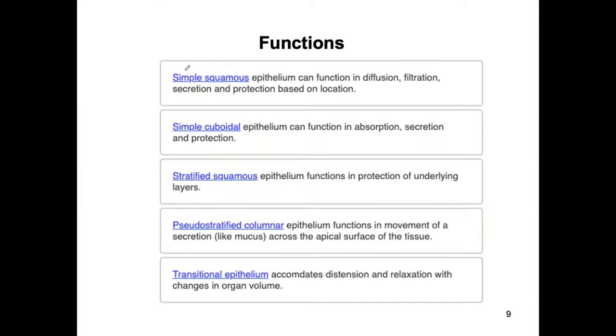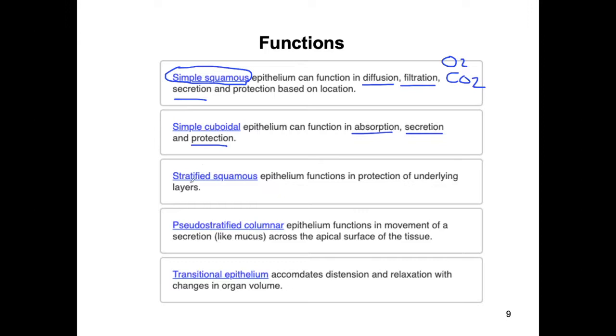This has shown up on some of the McGraw-Hill Connect quizzes in the past. So when we see simple squamous, this is just one cell layer thick. This is important for diffusion, like for oxygen or CO2 to pass through that one cell layer. If it's one cell layer, it's easier for filtration and secretion. So that's simple squamous. When we look at simple cuboidal, I think of the kidneys, and the kidneys are important for absorption, secretion, as well as protection.